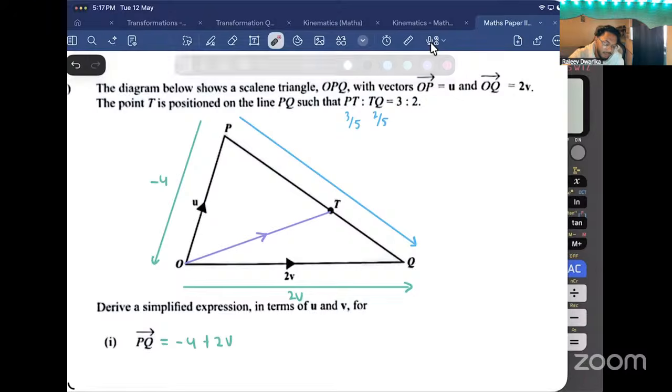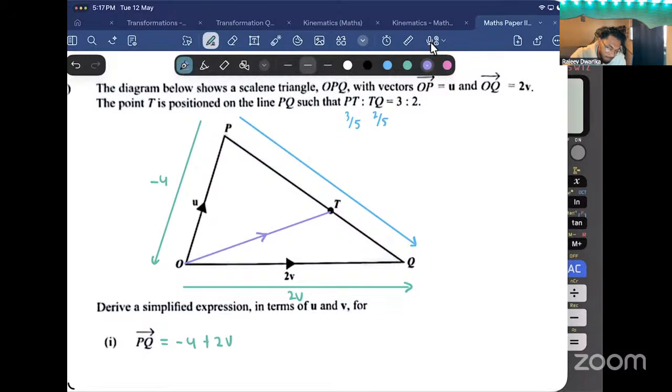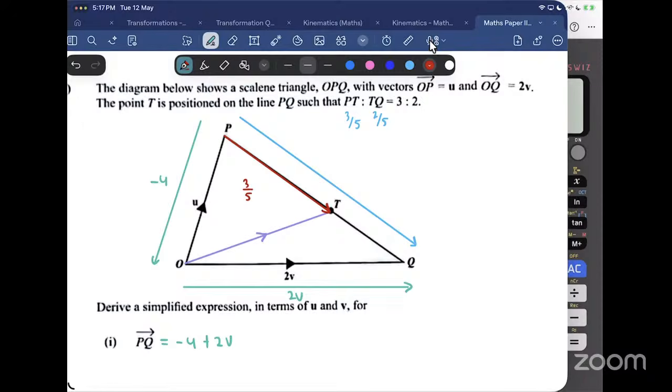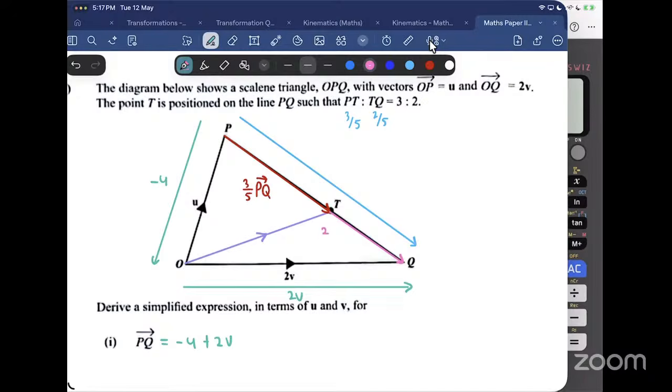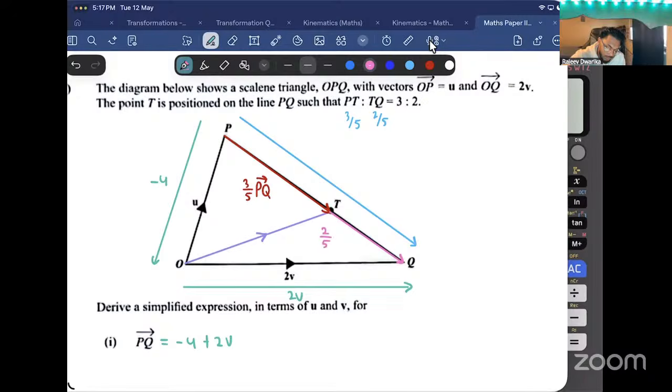Here's what I'm saying, guys. P to T, we know that P to T is 3/5 of the whole vector, of PQ. And this vector T to Q is really 2/5 of PQ.